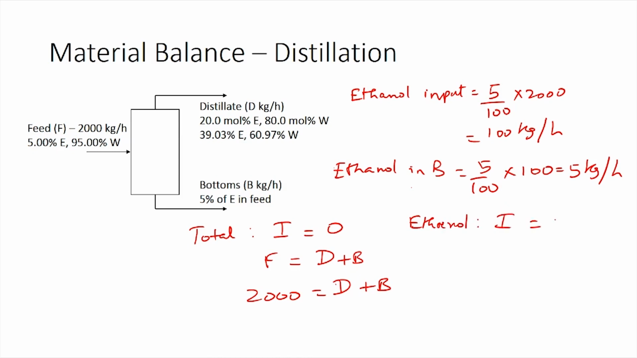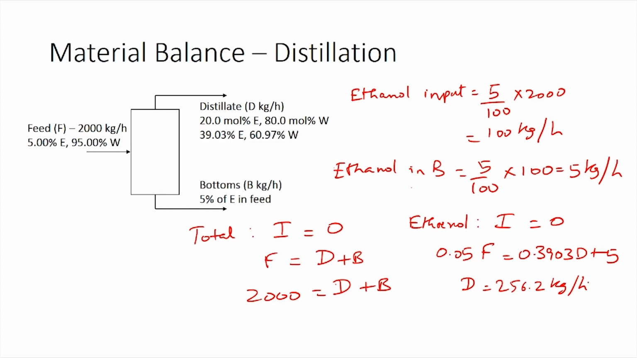Again, input equals output, and input for ethanol is 0.05 times F equals 0.3903 times D plus 5. So, from here we can calculate D as 256.2 kilograms per hour. So, the distillate which is leaving the system is equal to 256.2 kilograms per hour.